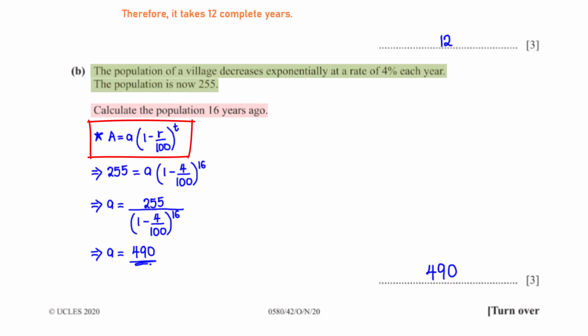Big A represents the final population value, which is 255. Small a represents the initial population value, which is what we are finding. R is the rate, and that is 4. T is the time duration, which has been given as 16. When we make small a the subject, this is what we get. And when we type this into the calculator, we get 490.